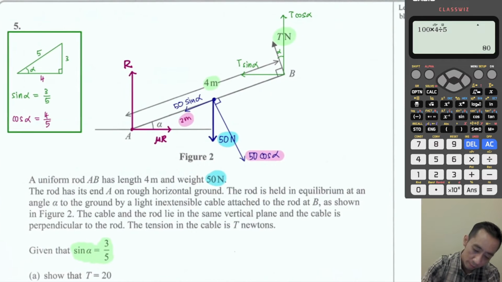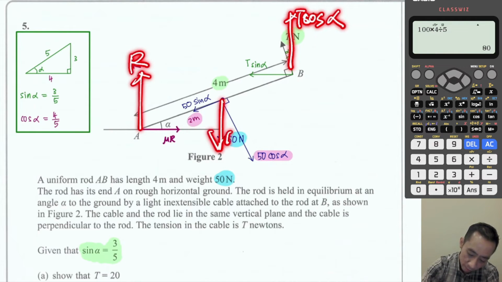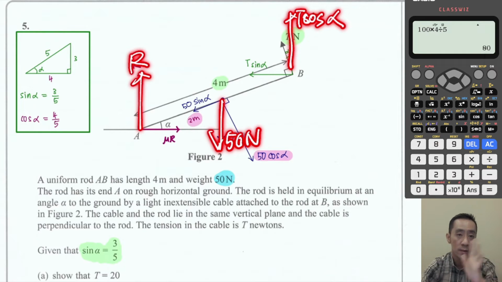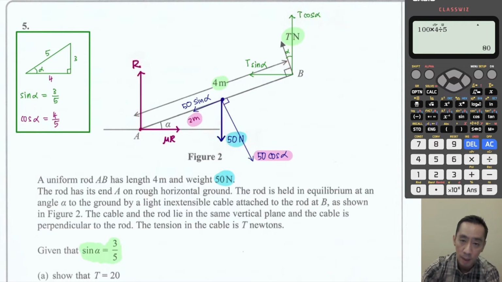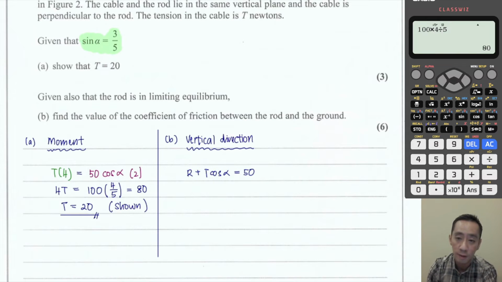now let's look at the forces that we have here. We have R, T cosine alpha, and then we have 50 Newton. We just look at the vertical forces involved. They must be equal. Therefore, R plus T cosine alpha is equal to 50. So here I form the equation for the vertical direction.